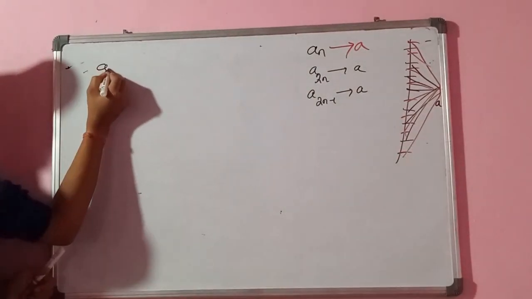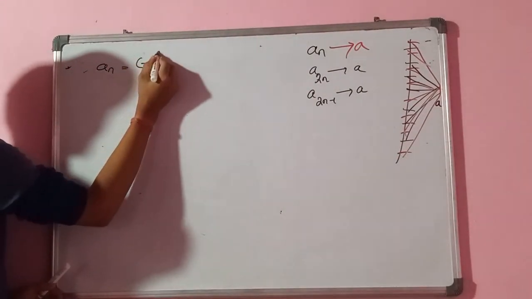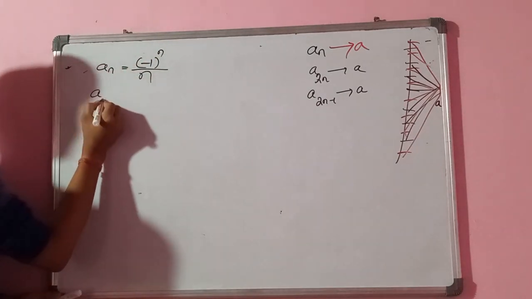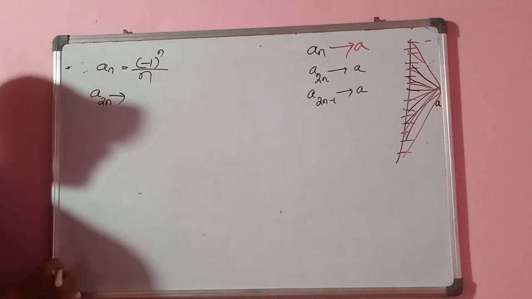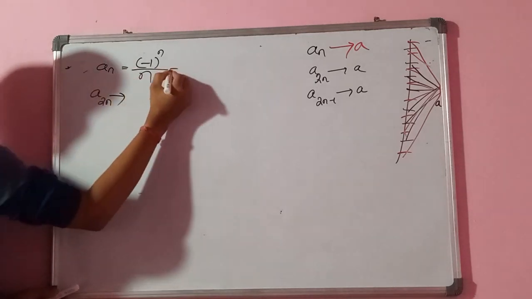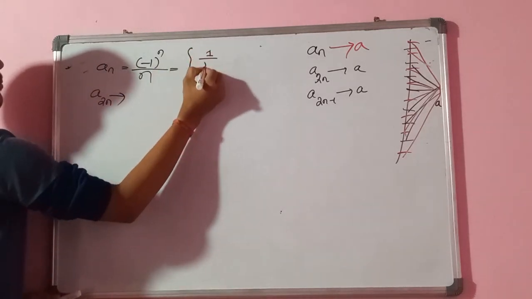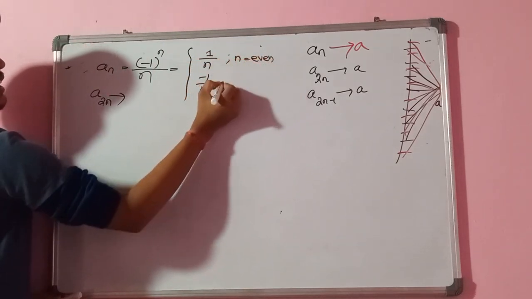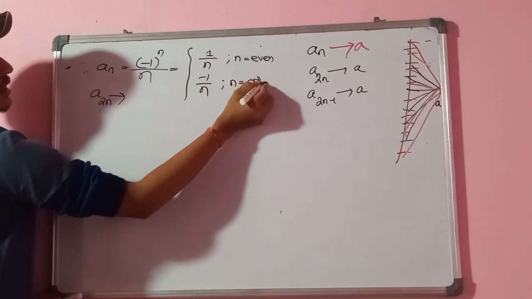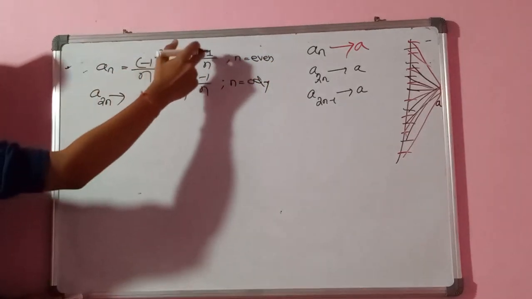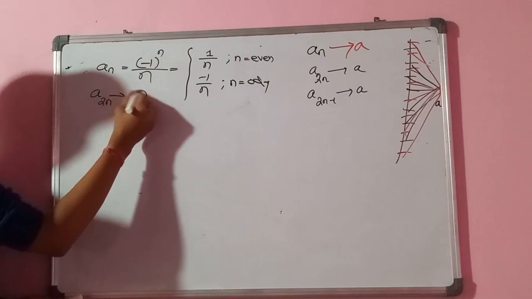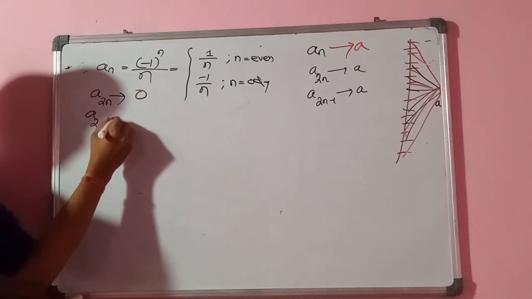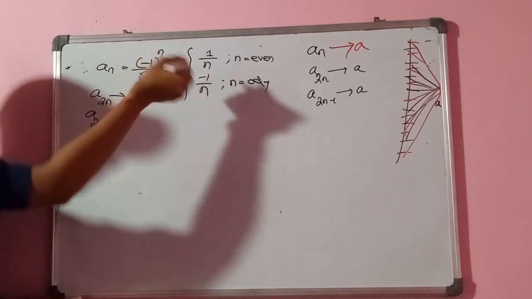Let's suppose a_n equals (-1)^n by n. Consider all the even subsequence. It will be 1 by n if n is even, and minus 1 by n if n is odd. If n is even, then it will be 1 by infinity, which is 0. If it is odd, then my sequence will converge to minus 1 by infinity.